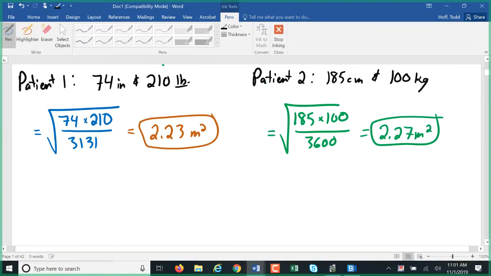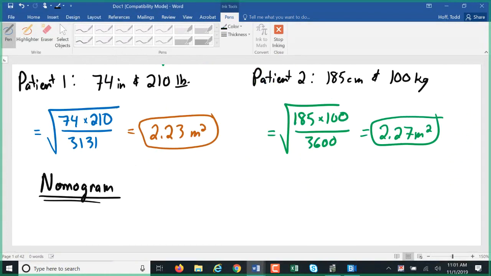So the 4 examples I've used so far are fairly large people. I mean, we said 2 square meters is a pretty big person. All of these have been over 2 square meters. The reason I've used those numbers for this calculation is the alternative method, which is a nomogram, is not able to be used, at least the one that we're going to use, for those large people.